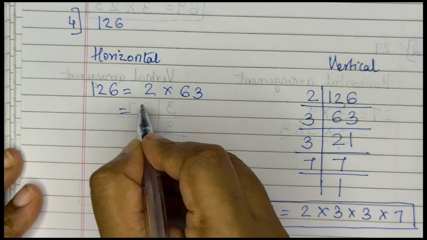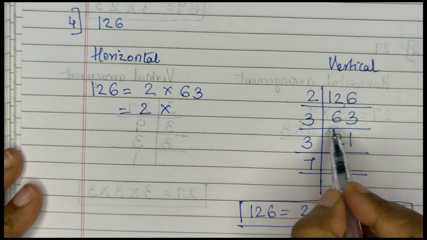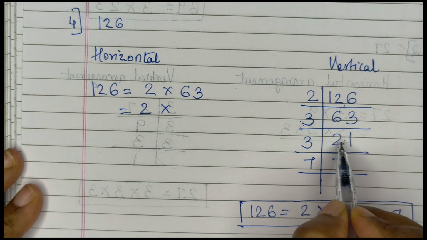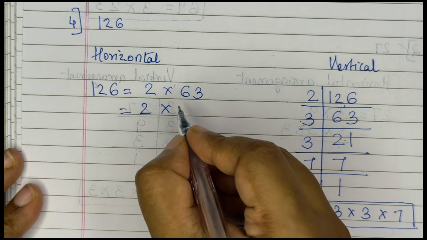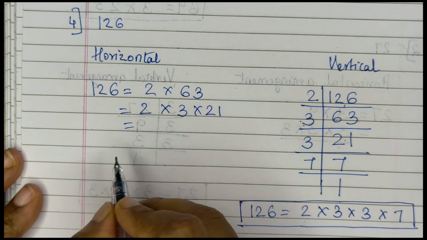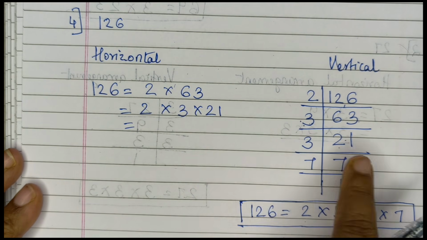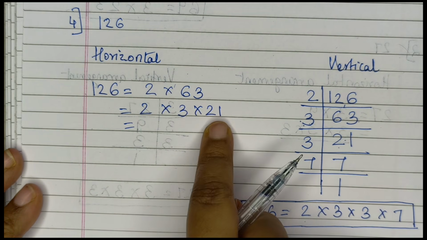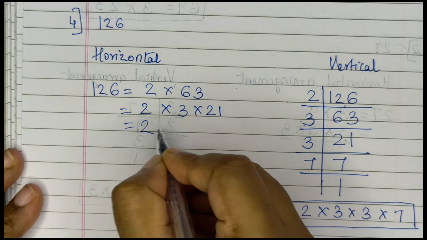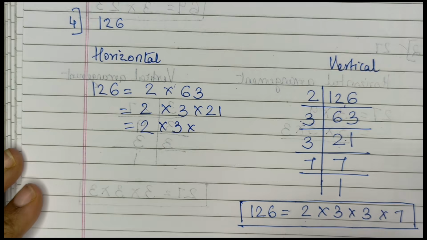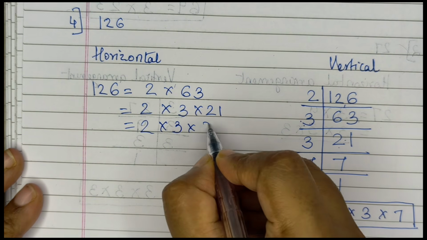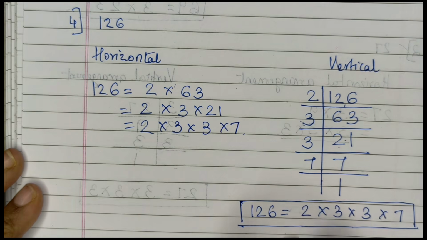Next step, get this 2 down, and now 63. How did we get 63? 3 21s are 63. 3 multiplied by 21. So instead of 63, 3 multiplied by 21. Now next step, see 21, again how did we get it? 3 7s are 21. So we cannot stop here. We have to do it again. So get this 2 and 3 down. Now instead of 21, we will take 3 7s are 21.